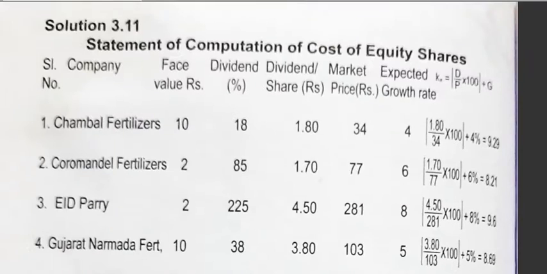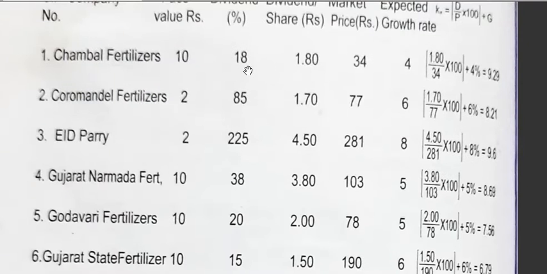See here, calculation: face value 10, percentage 18, 10 into 18% gives 1.80, market price 34, growth rate 4. So 1.80 divided by 34 into 100 plus 4%. You calculate first 1.80 divided by 34 into 100, you will get the value, plus 4 added, you will get 9.29%. Like that you have to calculate all of these. This answer will be in terms of percentage.